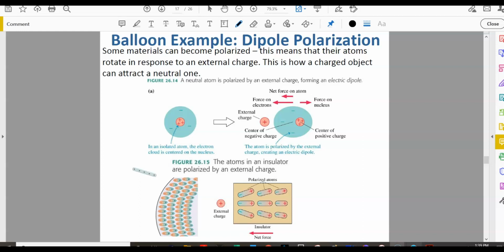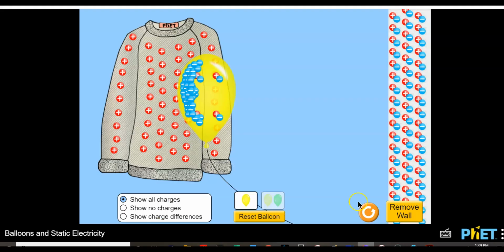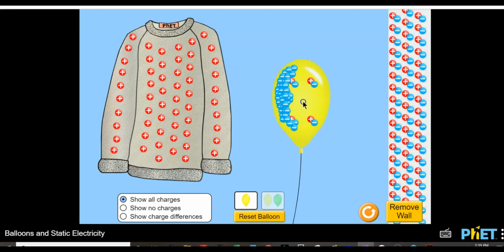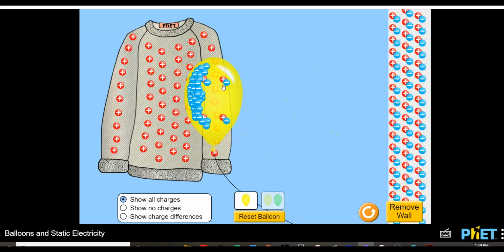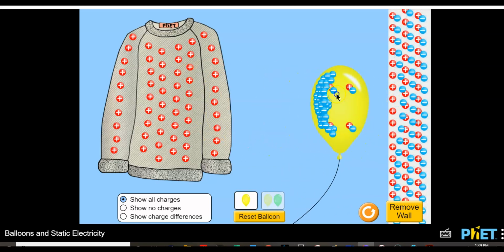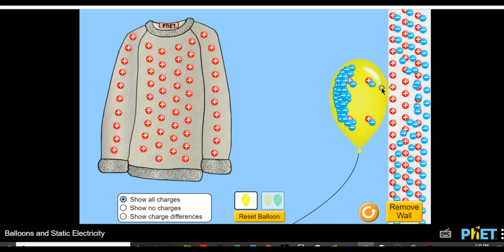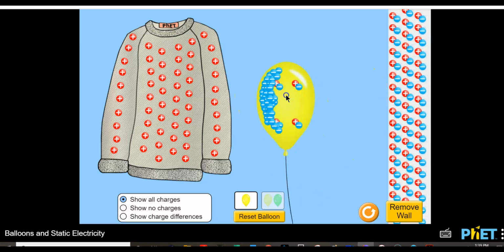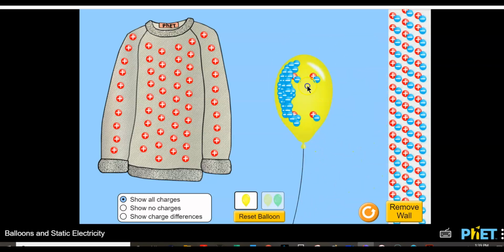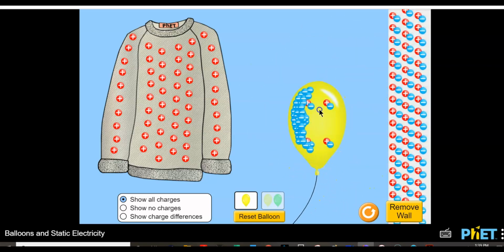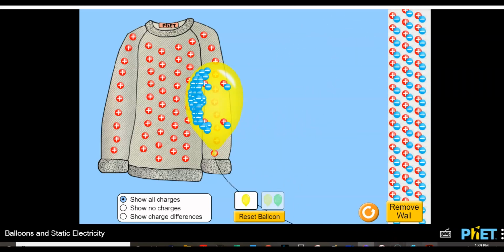In that one simulation, if I go back to it right here, if you notice, as I'm moving this, it's the electrons in the wall that are reacting and not the protons, okay? Protons are going to stay basically in place where they are. It's going to be the electrons that are ebbing and flowing and reacting to a charged object.